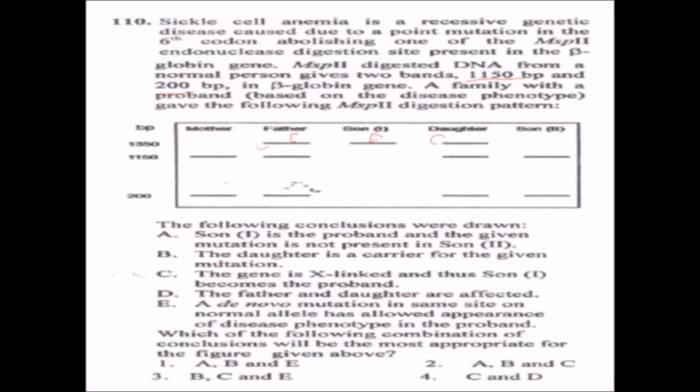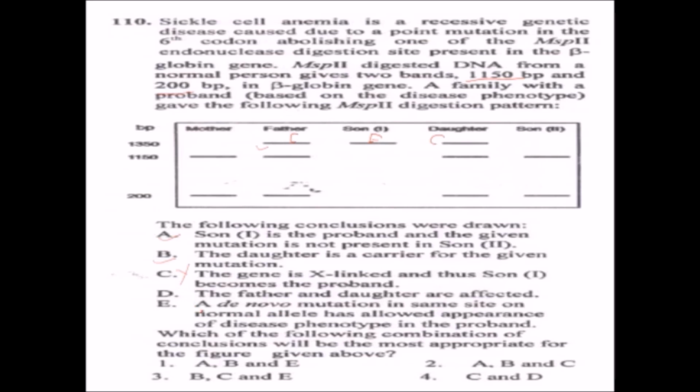So move to the question options. Son 1 is the proband, and the given mutation is not present in son 2. It's true. Another: the daughter is a carrier for the given mutation. It's also true. The gene is X-linked. It is not X-linked, because if it were X-linked, then the daughter would definitely be the affected one. So it's not sex-linked. Another: the father, mother, and daughter are affected. They are not affected, rather they are carriers.